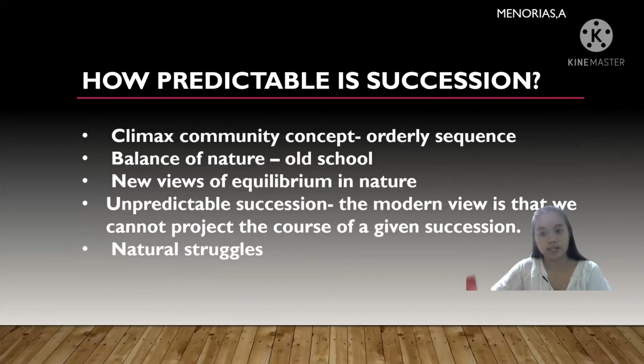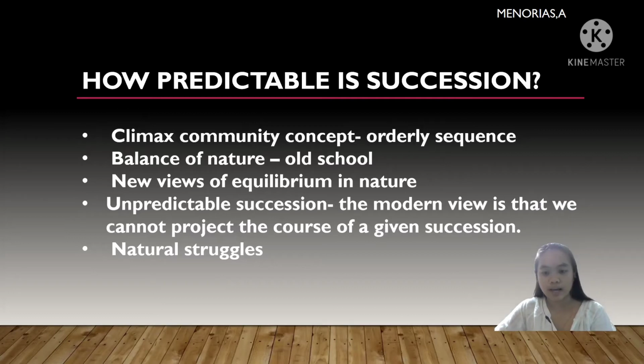How predictable is succession? So here are the factors by which we can say succession is predictable. First is the climax community concept, which is an orderly sequence. The balance of nature, the old school view. New views of equilibrium in nature, unpredictable succession, the modern view that we cannot project the course of a given succession. And the last one is the natural struggles.